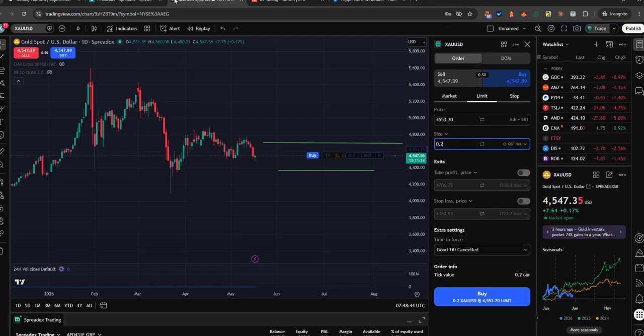I've got a mixture of demo and live accounts just so we can get a better understanding of the functionality of each broker. And we are going to be putting some gold trades on.